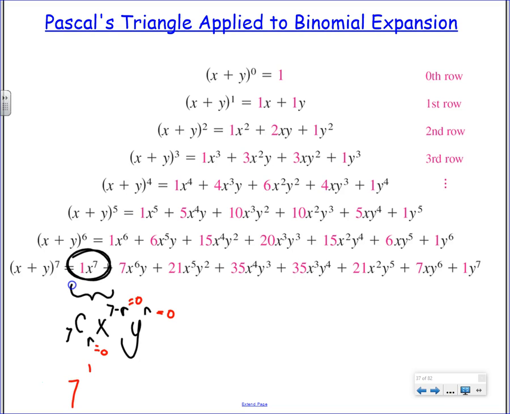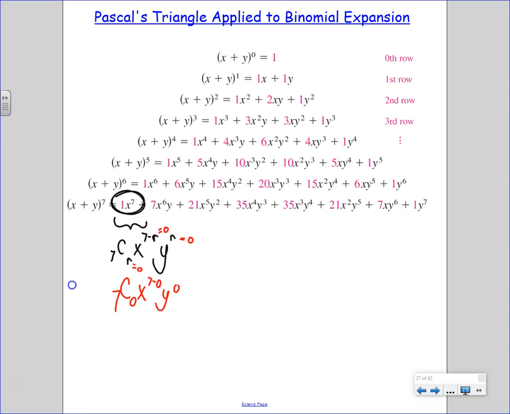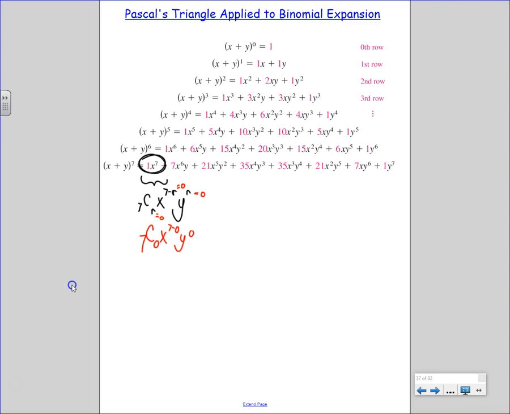This would be 7C0, x to the 7 minus 0, y to the 0. Does that make sense? x to the 7 minus 0 is x to the 7, y to the 0 is going to be gone, so just x to the 7, and then we have some coefficient. We could plug into the formula and make sure that it makes sense. What's the formula that you guys have written down for how to solve nCr? Oh, r factorial.